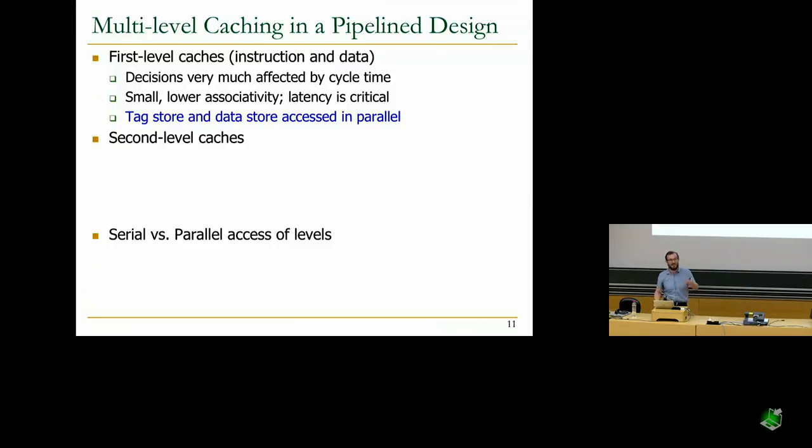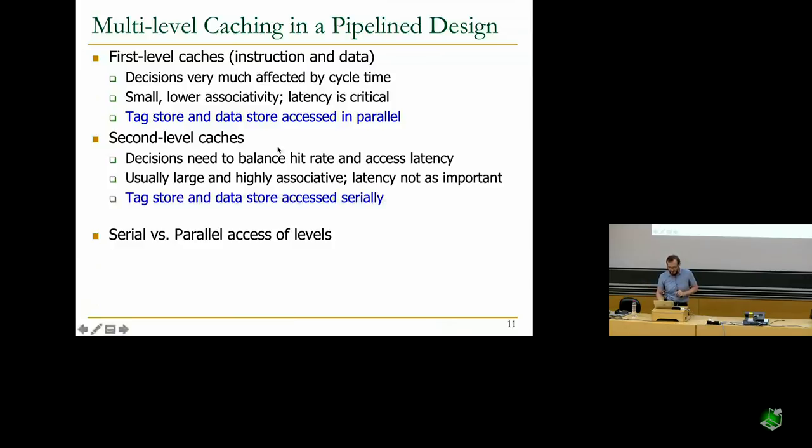So second level and further caches, today we have 3-4 levels. Decisions need to balance the hit rate and access latency at that level, because access latency is not as critical at those levels. Usually they're large and highly associative, especially if you go to third level, for example, or fourth level. Latency is not as important because hopefully you have a good hit rate over here. The access to these levels don't happen much.